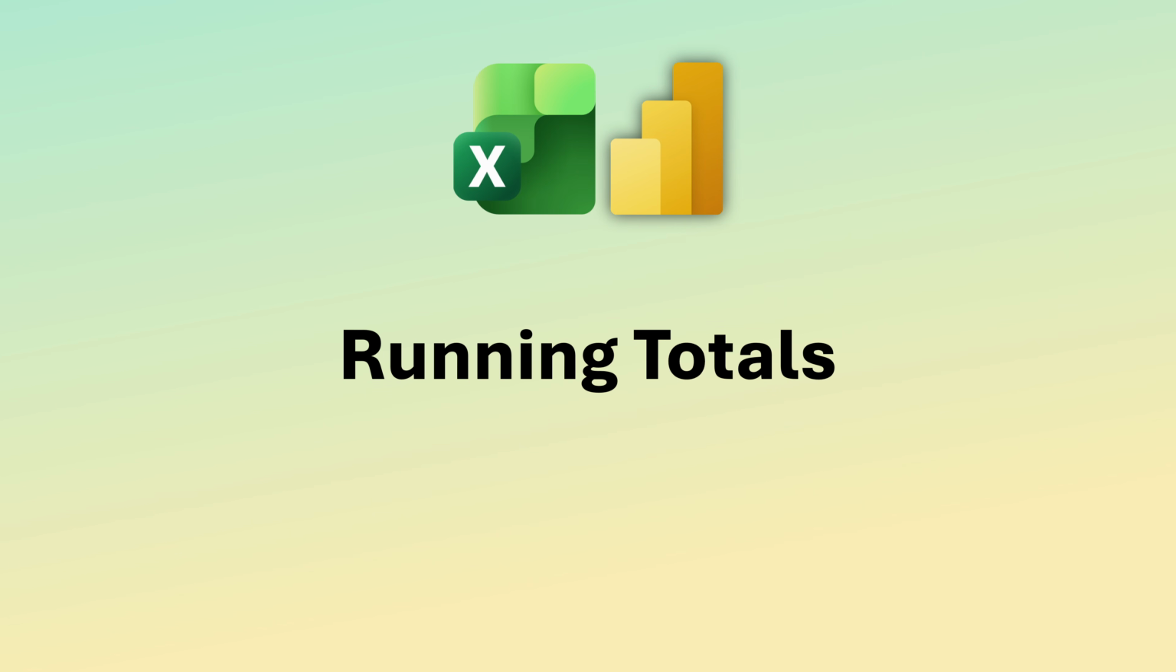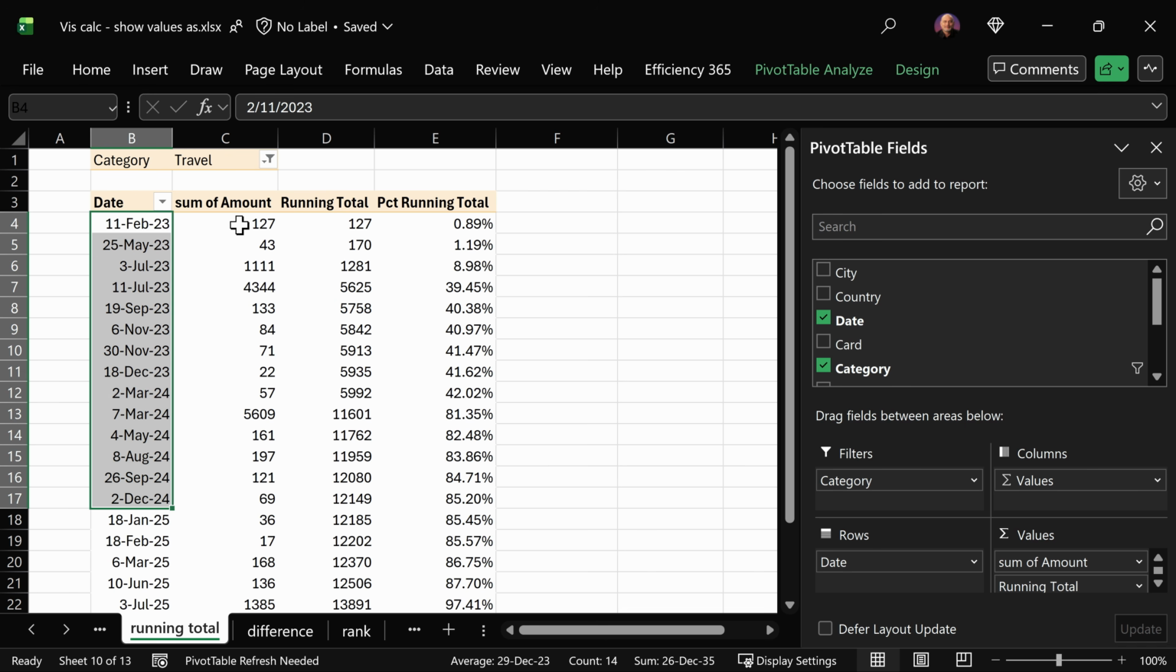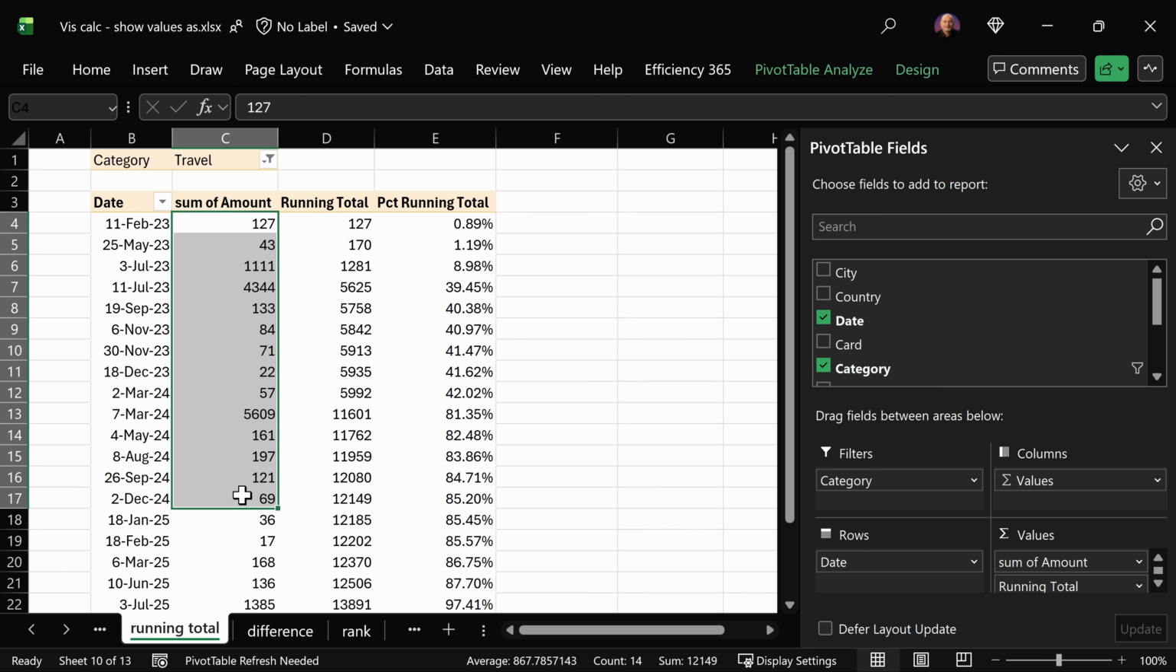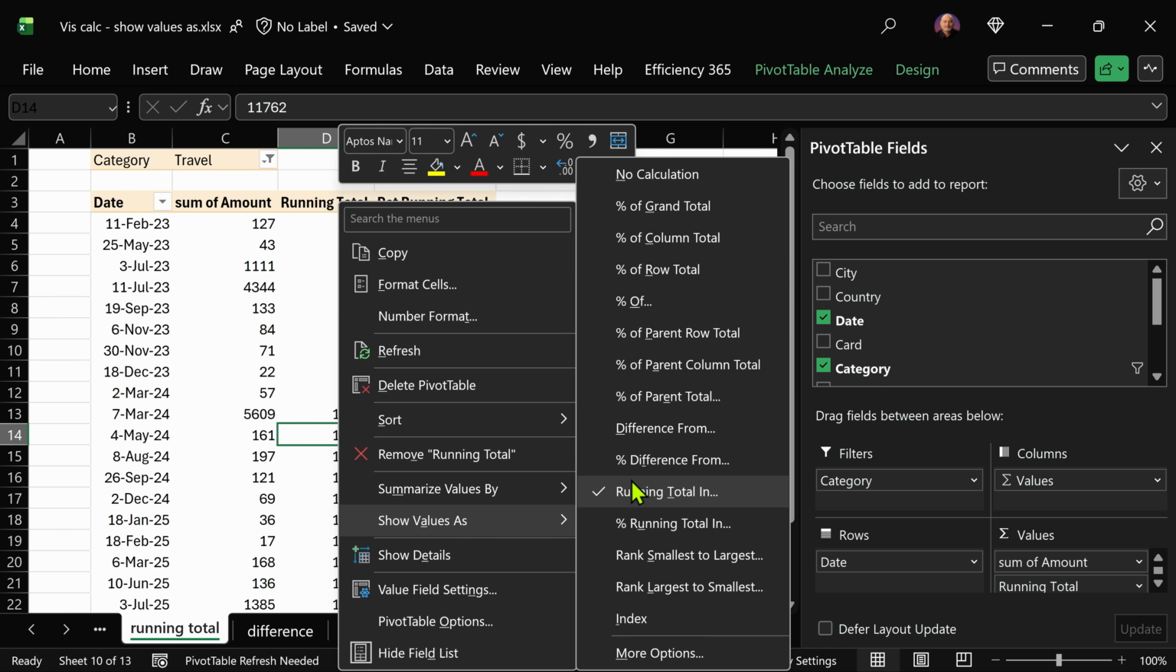Next, let's look at running totals, done for things which are in chronological order. So I have all the dates. This is the simple sum of amount. So what is running total? First one is the same. Second one is this plus this. This one is all this together. That's running total. Very easy to do. Show values as running total.